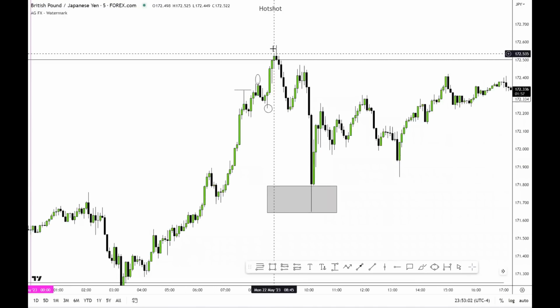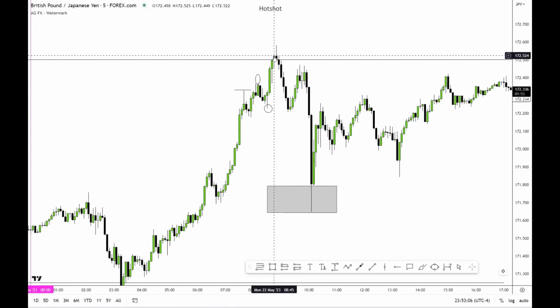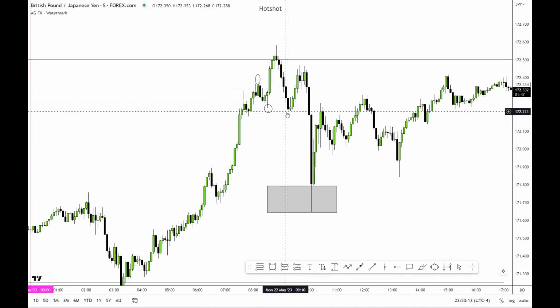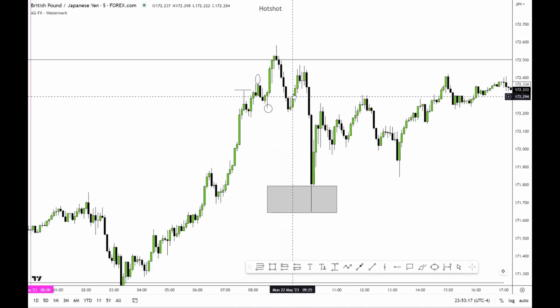Again, this wick right here is higher than the one to the left of it and the one to the right of it. This makes it a swing high. Again, right here, this wick is lower than the one to the right of it and to the left of it, which makes it a swing low.